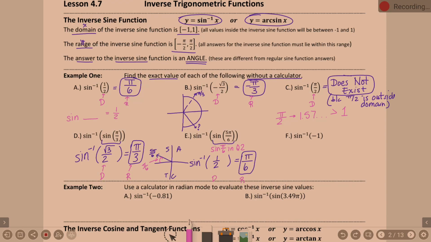Now, okay, compare part E back to part D. With part D, sine inverse and sine just undid themselves, and you got what the input originally was. Here, sine inverse and sine, they undid each other, but why couldn't we just put 5 pi over 6? For inverse, you have to be on that side, right? 5 pi over 6 is here.